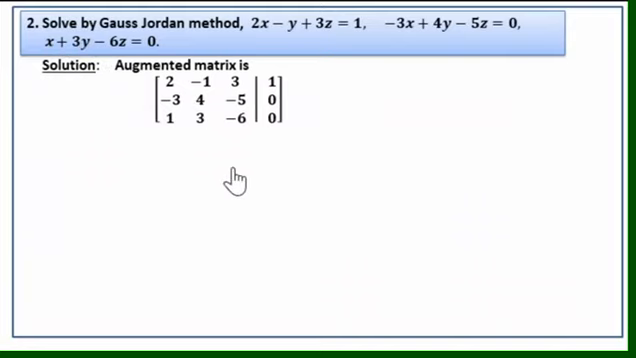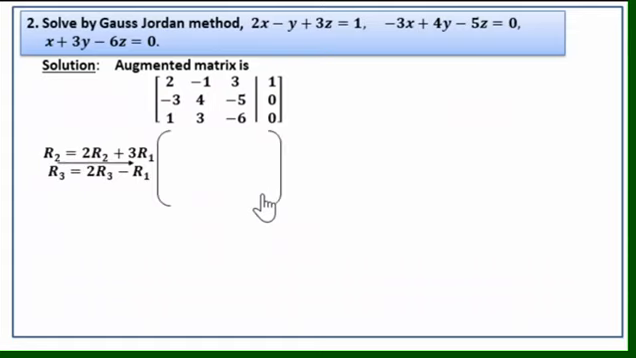Then we make these two elements 0. So in the first column, R2 changes and R3 changes; make use of R1 and make these two elements 0. So what is R2? R2 is 2R2 - 3R1 and R3 is 2R3 - R1. So no changes in the first row. First row, write as it is: 2 -1 3 1.